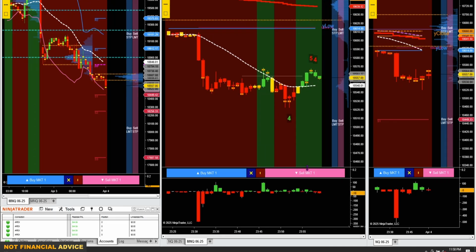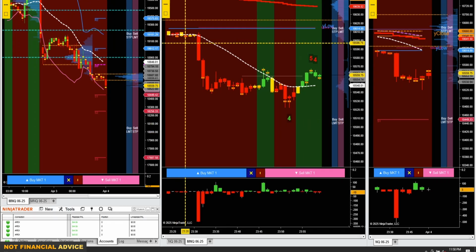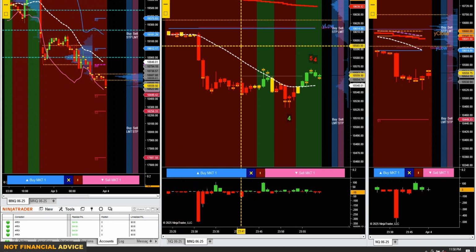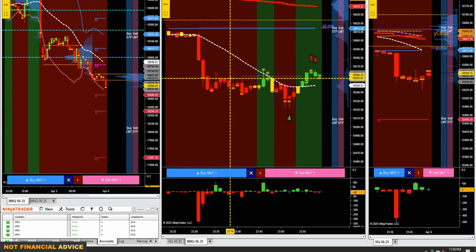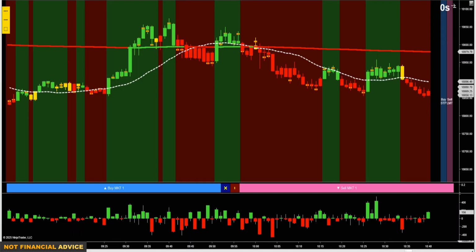effect. But the main focus of this video today is on the MMT Ultimate Heikin Ashi. I've built an indicator that measures 4 different Heikin Ashi logics and allows you to print candles, backgrounds. It will also print signals based on these different logics. So this is the same exact chart.